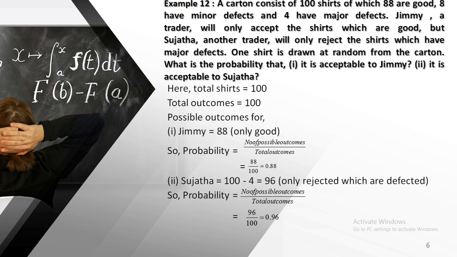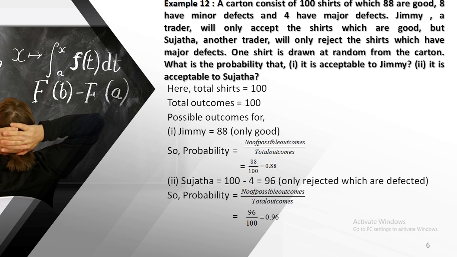But Sujata, another trader, will only reject the shards which have major defects. Means Sujata will reject only 4 shards because there are only 4 shards which have major defects, right? So 100 minus 4, ultimately Sujata will accept 96 shards. Got it? Now one shard is drawn at random from the carton. What is the probability that first it is acceptable to Jimmy and second it is acceptable to Sujata?